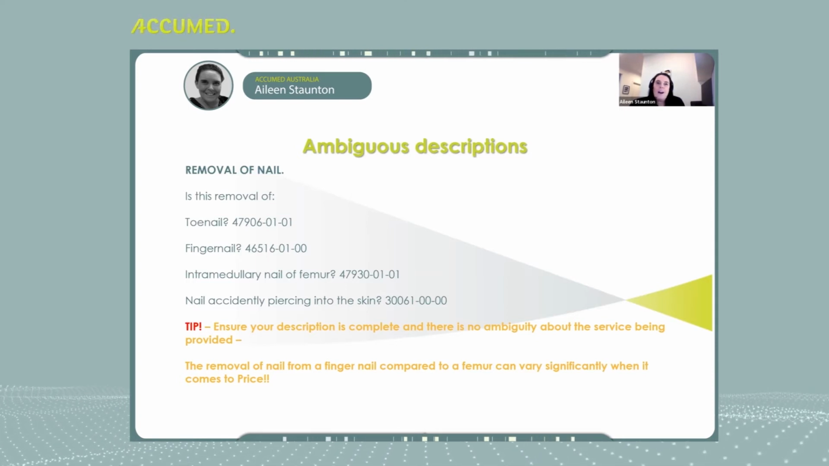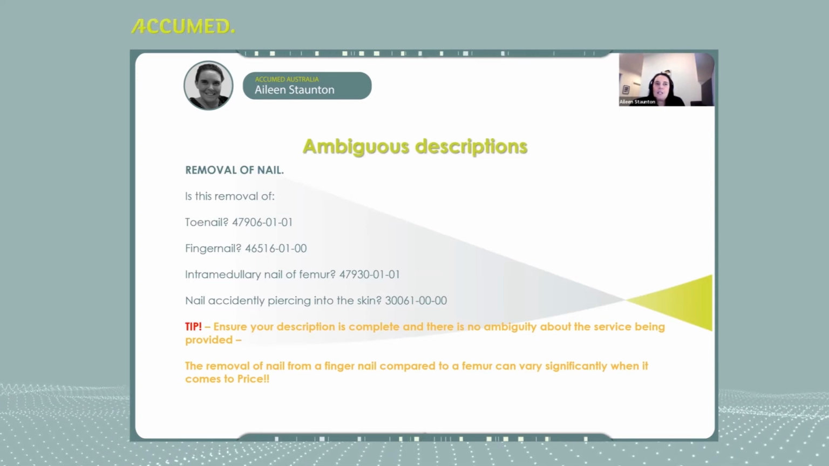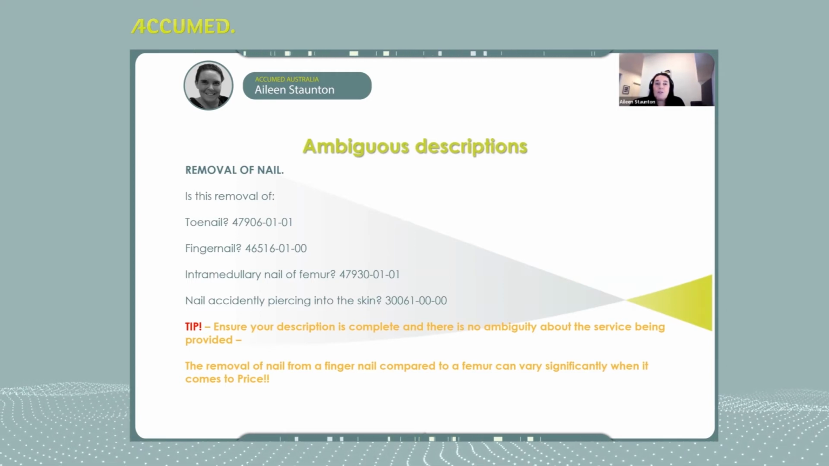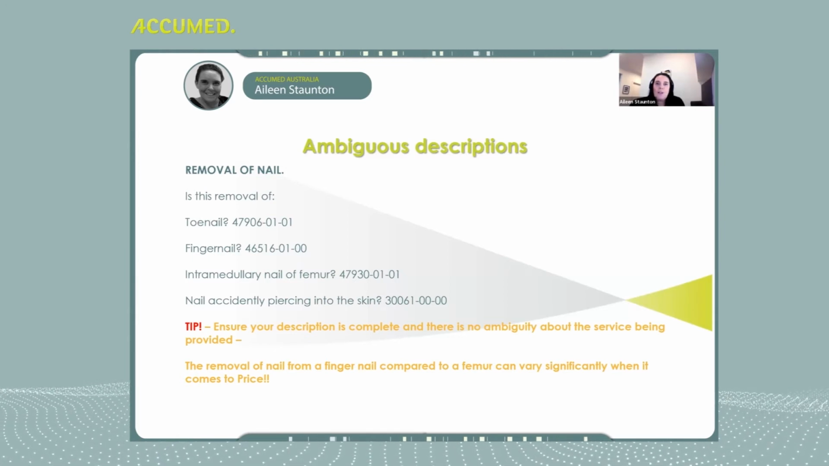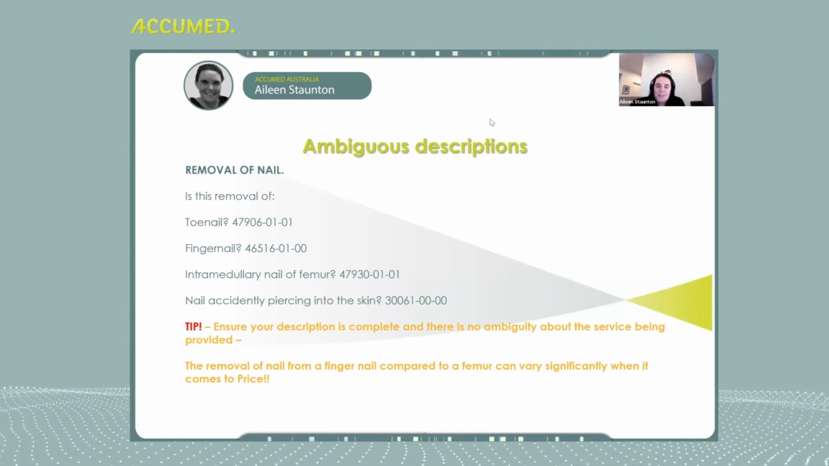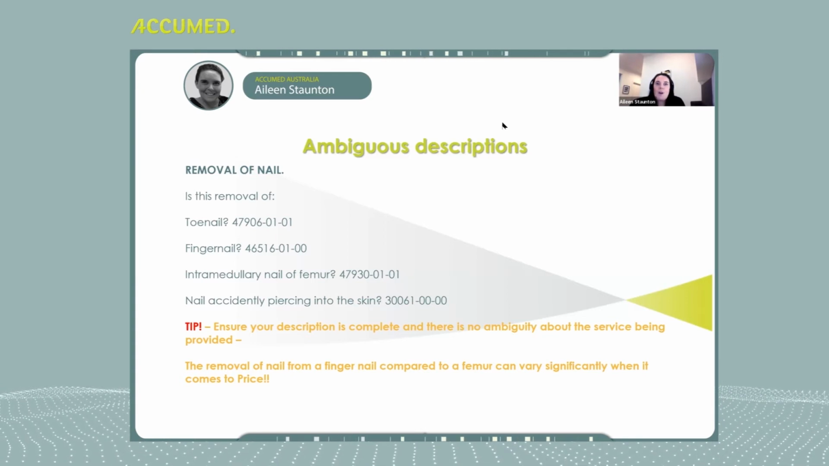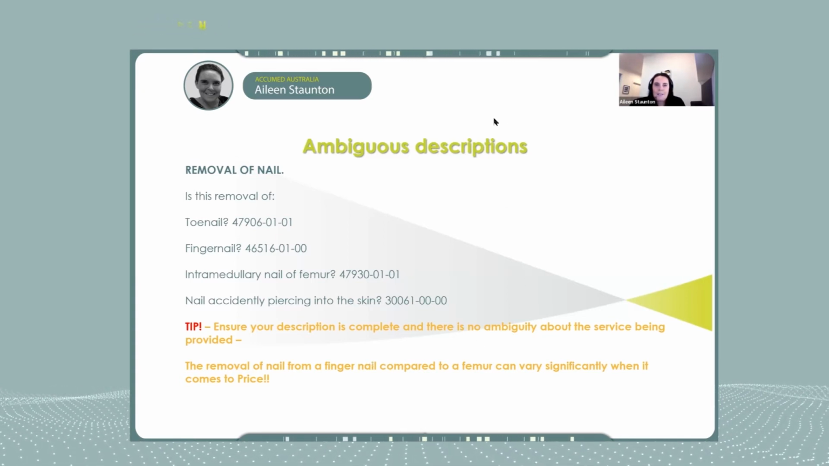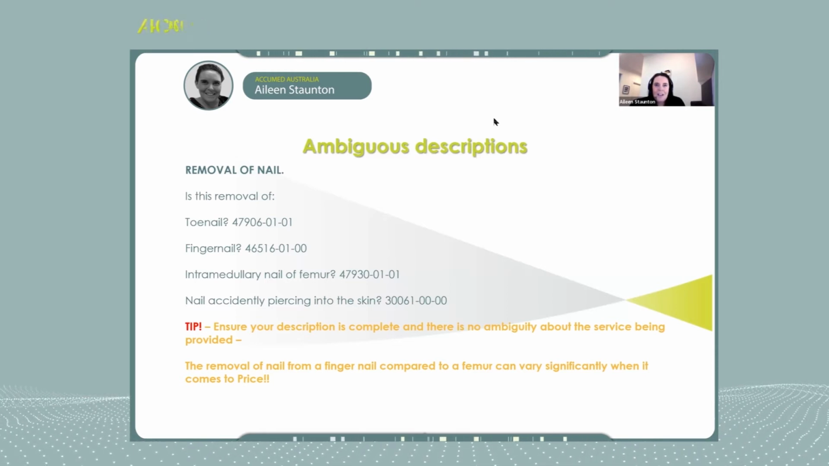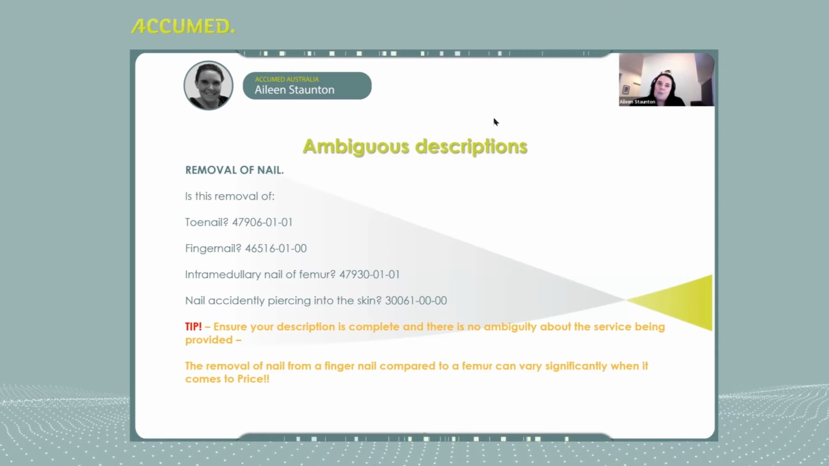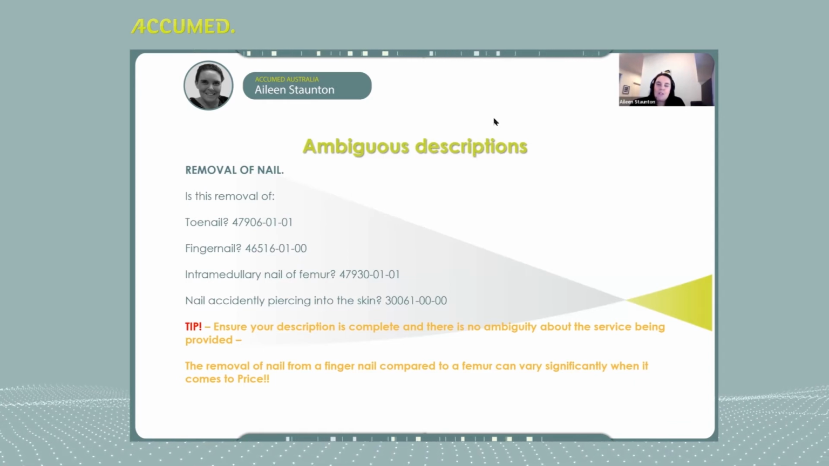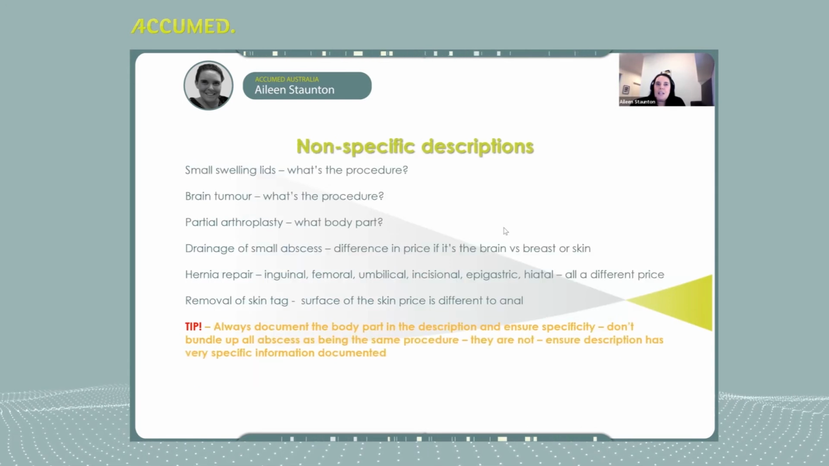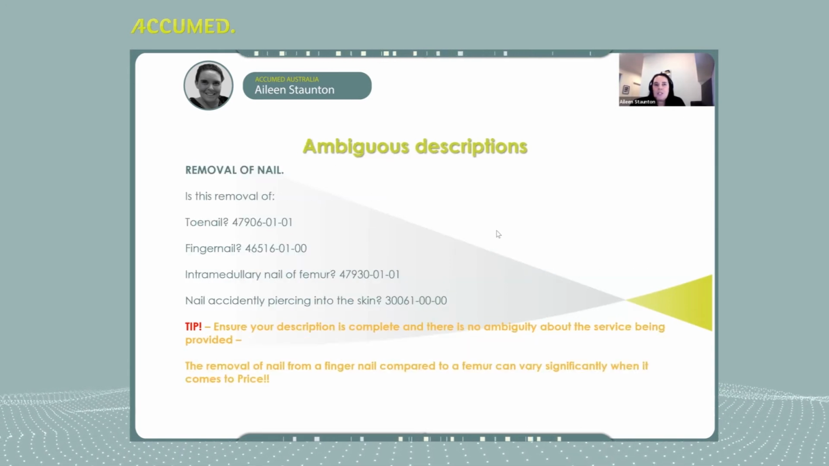Now somebody's interpretation of that might be that it's removal of the toenail or the fingernail, or a nail that has been used as a fixation in the femur. Or it could be someone was shot with a nail gun and has a nail piercing out of their skin. So, depending on who's reading that description and then trying to map the description to the appropriate code, if the description just says removal of nail, assumptions can be made.